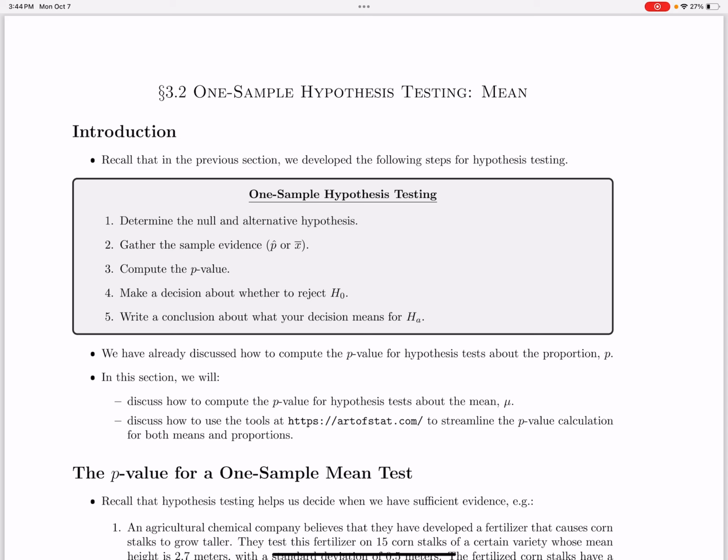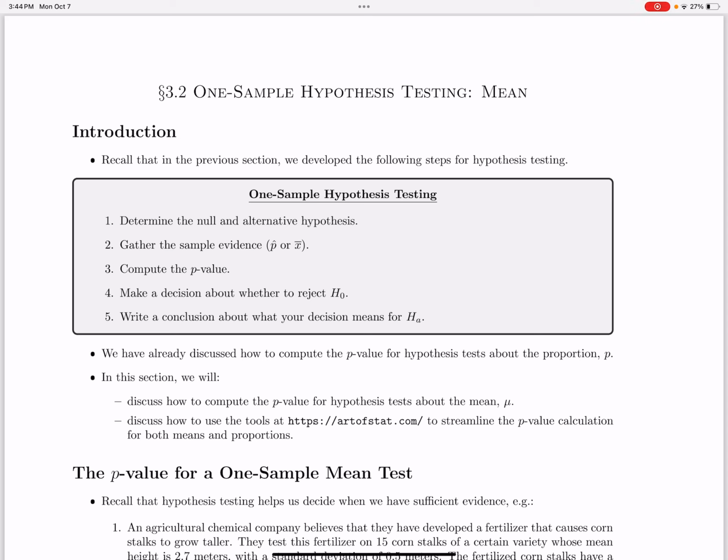p-values for testing proportions. So the steps that we came up with for testing hypotheses were, first of all, to determine the null and alternative hypotheses, and then gather sample evidence, either p hat if you're testing proportions or x bar if you're testing means, as we are in this case. And then finally, to compute the p-value.